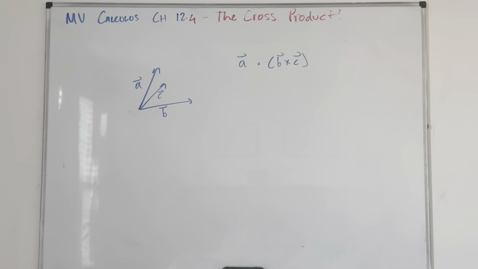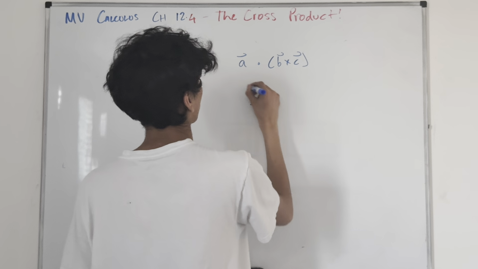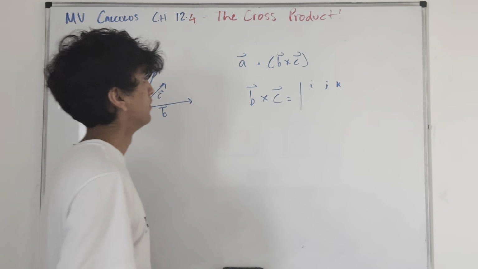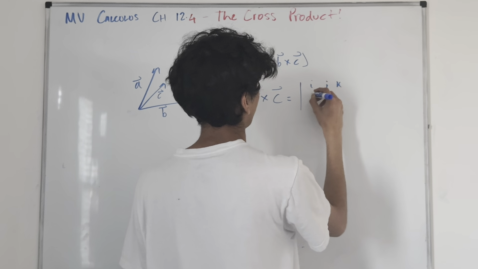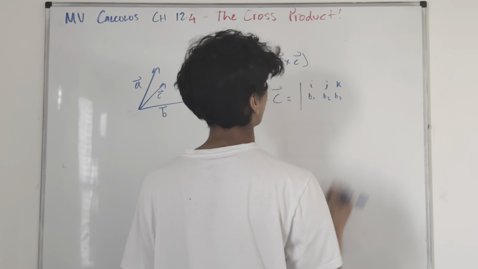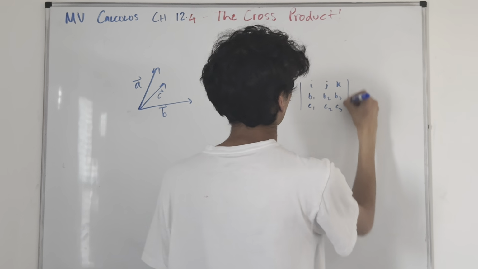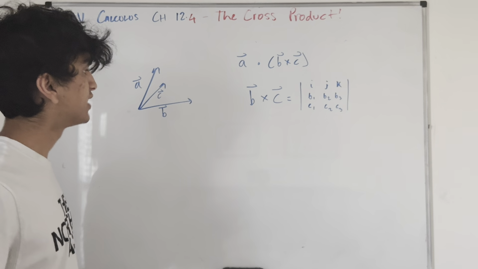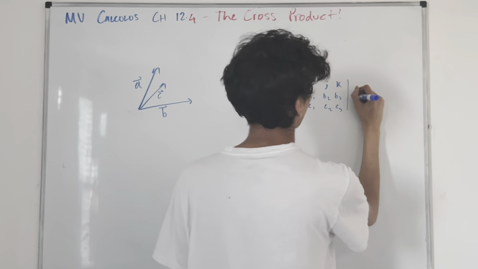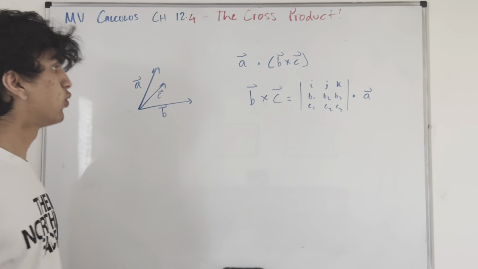Well, here's the deal. I know that B cross C will end up equaling my I, J, K hat times B1, B2, B3, and then my C1, C2, C3. And when I dot this with A hat, what am I doing? Well, I'm taking the A1 component.